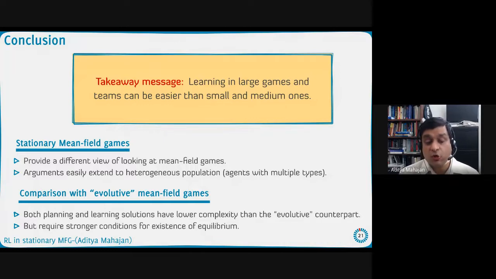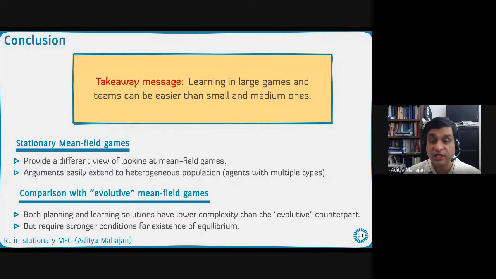talk. So note that from a practical point of view, both planning and learning solutions in the stationary case have significantly lower complexity than their evolutive counterparts. And the reason is that in the evolutive mean field games, we are looking at strategies which are evolving over time. The strategy is not a time homogeneous strategy, but it is a trajectory of strategies. While in the stationary mean field case, we are looking at a stationary strategy or a time homogeneous strategy.